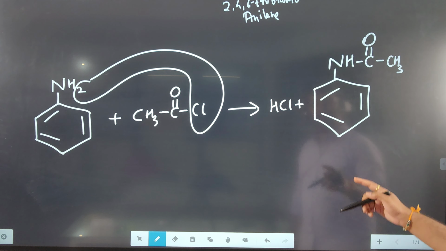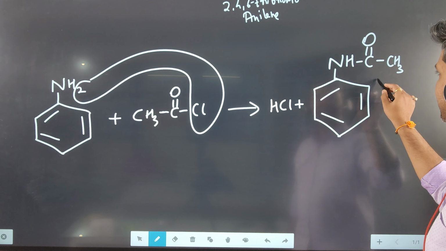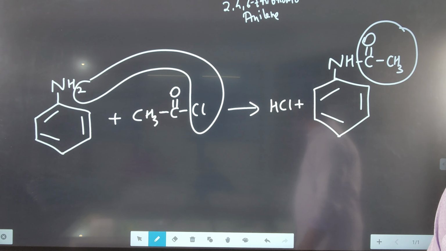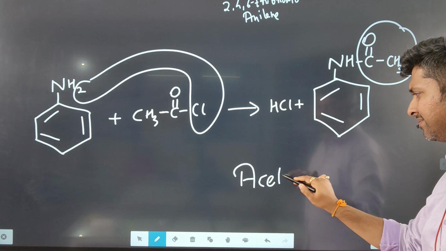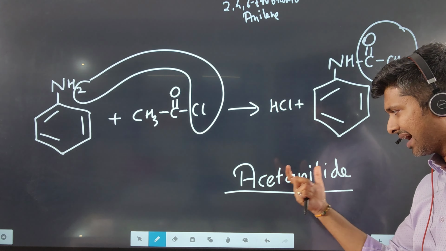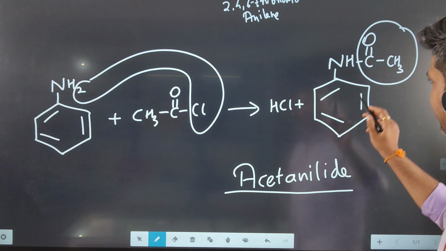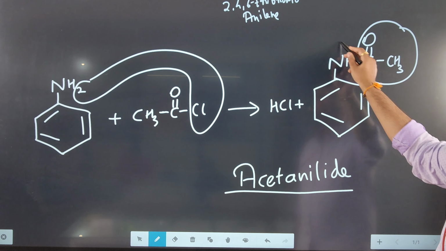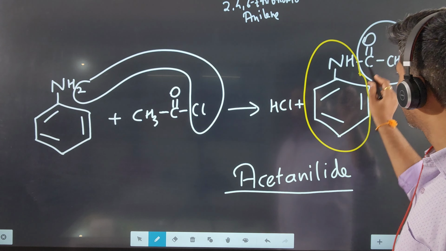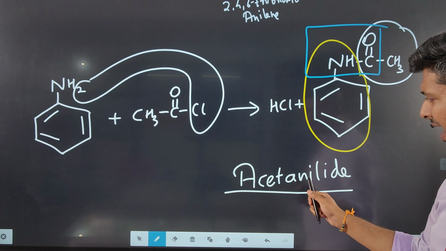Remember, this is a very interesting group, because if you look at this part, it is amide. This part is aniline. And this part is acetyl. So we are going to combine 3 words: acetyl, aniline and amide. So acetyl aniline amide. I'll just change the colors to help you understand. This is your acetyl group, this is your aniline group, and this is the amide group. So there are 3 groups in here: the acetyl, aniline and amide.